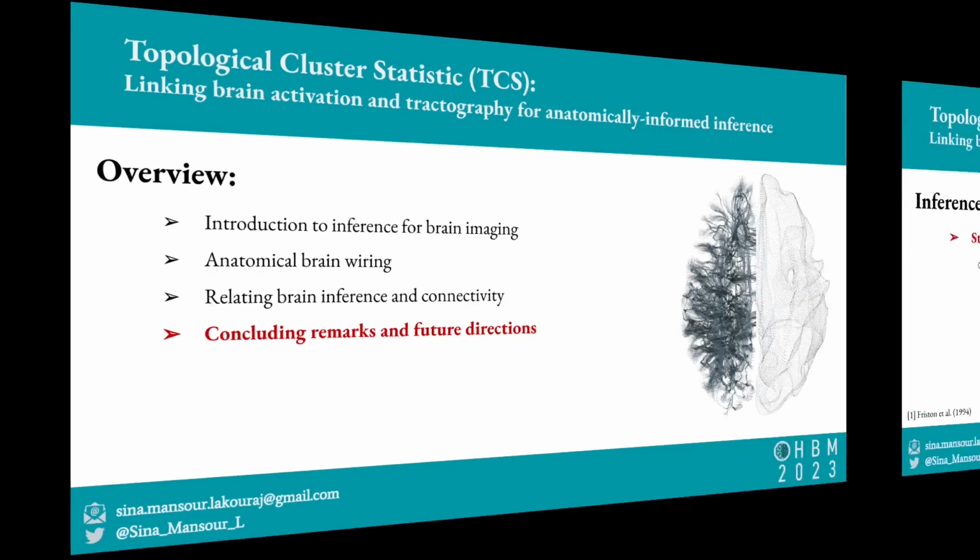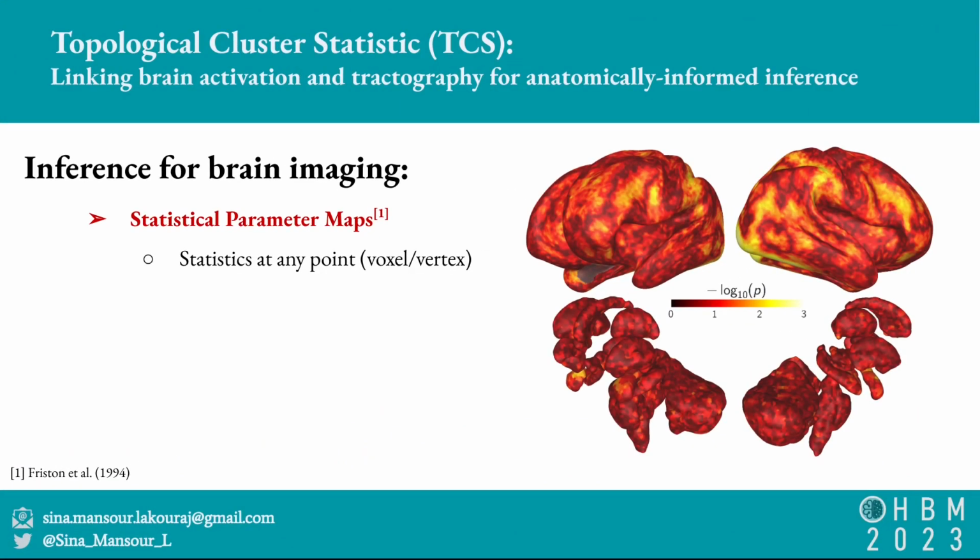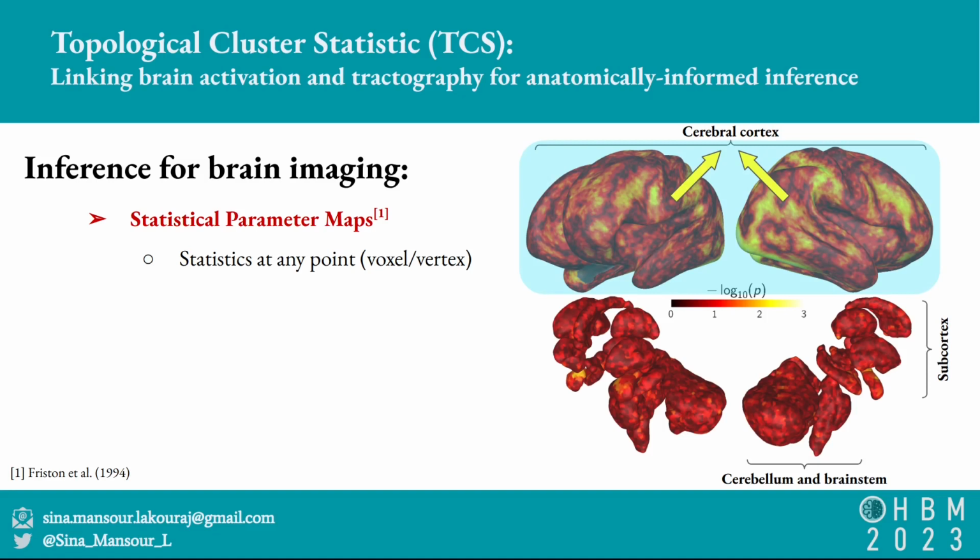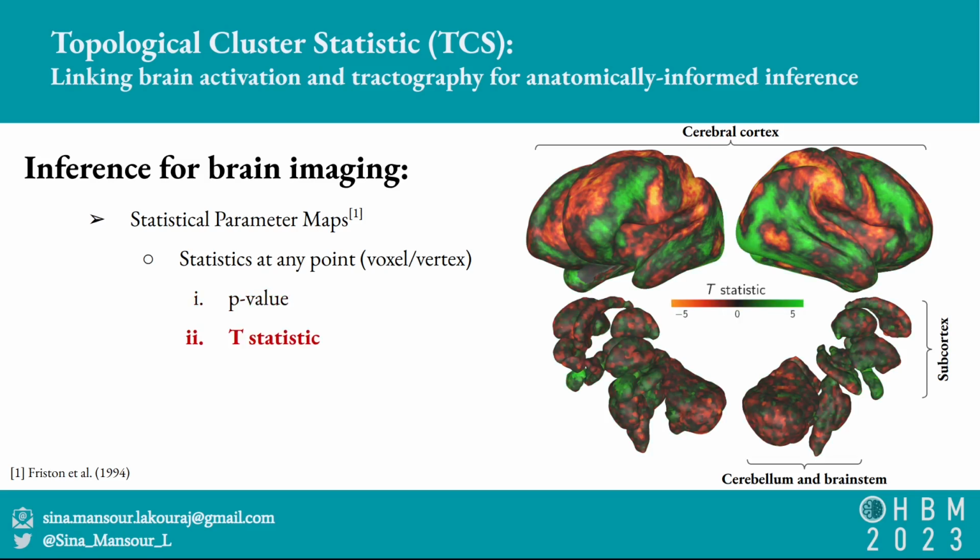So to discuss inference for brain imaging, we need to talk about statistical parameter maps. You're seeing one on the screen right now. On top, we see surface projections of the cerebral cortex, and on the bottom, we see similar projections for subcortical as well as cerebellar brain regions. Essentially, a statistical parameter map is a set of statistics reported for any point on the human brain. The statistics could be p-values, t-statistics, or Cohen's d effect sizes.